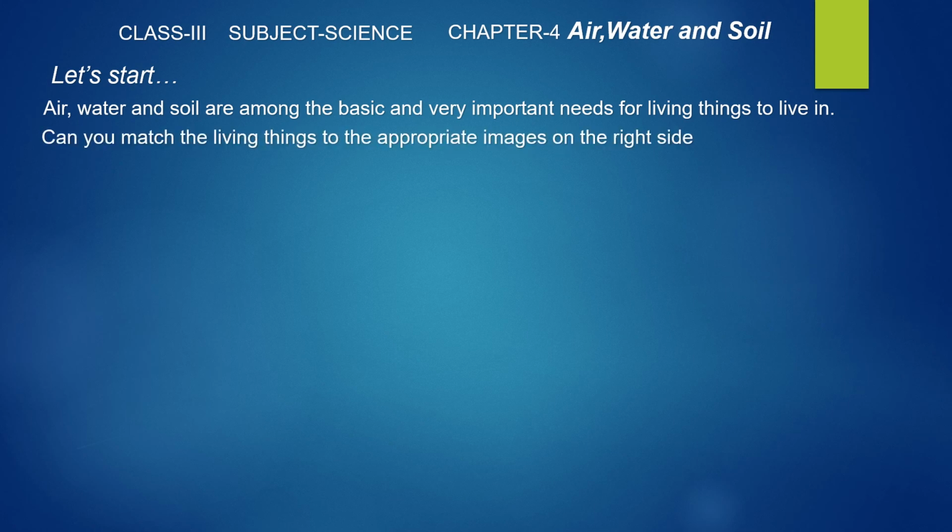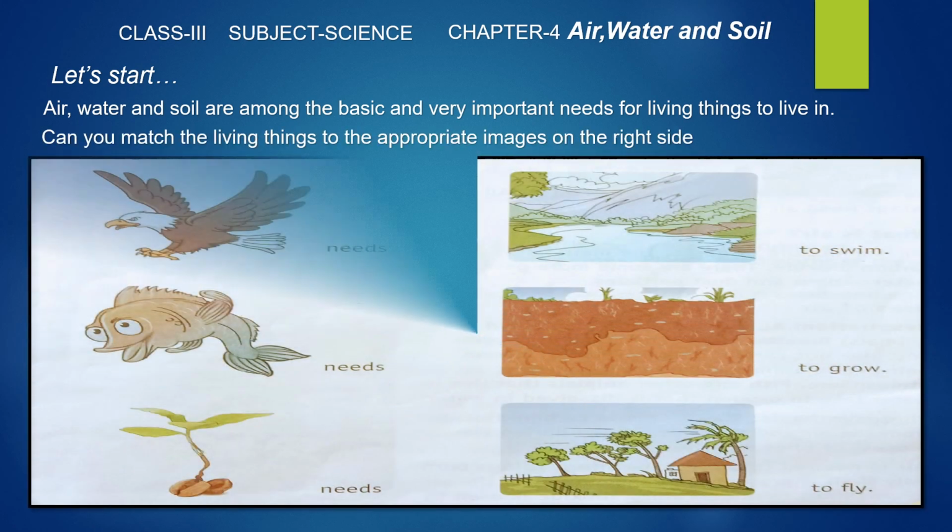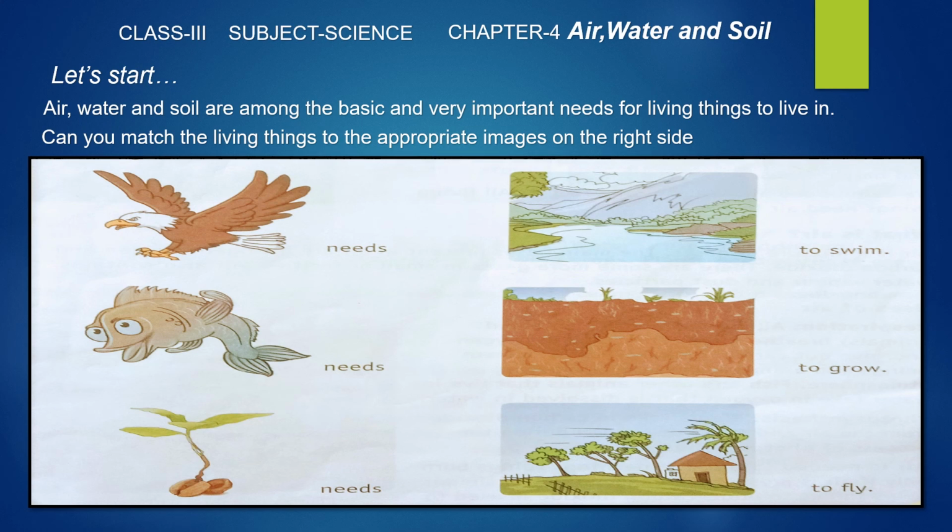Can you match the living things to the appropriate images on the right side? So this is the work you have to do. Eagle needs what? To swim, to grow, or to fly. And then fish needs to swim, to grow, or to fly. Then again plants need to swim, to grow. And these are the things you have to match. You have to underline and match all of these.